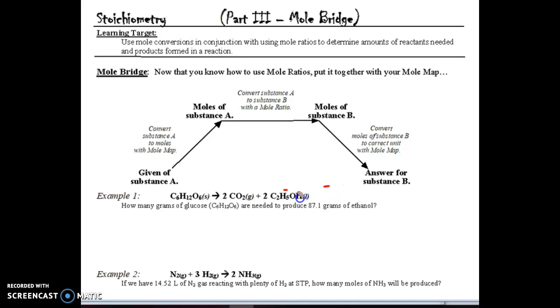What we're going to do today is go through a couple of example problems together, and then you're going to get to try some out. Here's our first example. Here's our glucose decomposing to form 2 moles of carbon dioxide and 2 moles of ethanol. We want to know grams of glucose. That's the thing that we are trying to solve for. But we are given 87.1 grams of ethanol as our starting value.